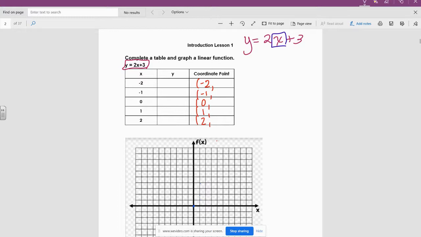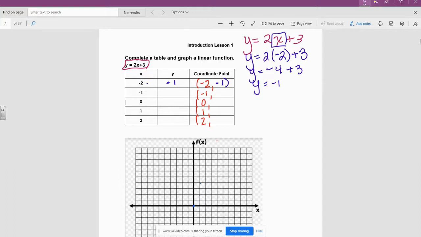So this first one, x is -2. So y equals 2 times -2, because I'm going to input -2 first, plus 3. So 2 times -2 is -4. Add 3 is -1. So y equals -1. If you can't do that in your head, go ahead and just throw it in a calculator. 2 times -2 plus 3. So y is -1. Now I can make a coordinate point. So when I have -2 as x, y is -1.